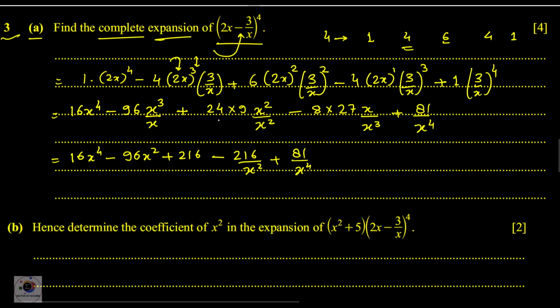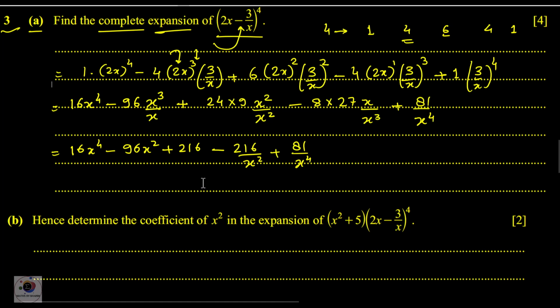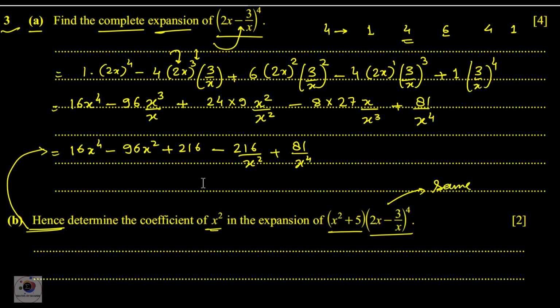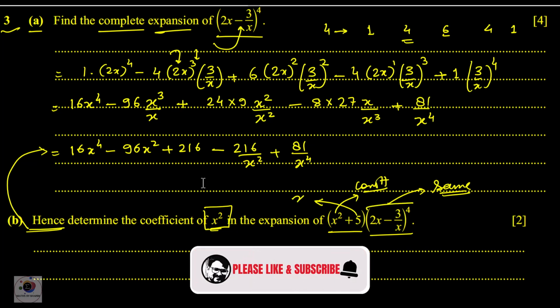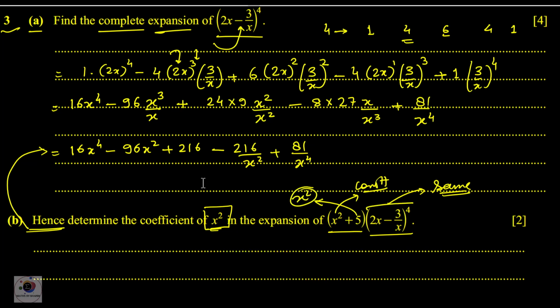So then it is a very obvious question. Most of the time they ask the same type of questions in the Pure Mathematics 1 paper. So it's like, hence, we are going to use this anyhow. Hence, determine the coefficient of x squared in the expansion of (x squared plus 5) into the same expansion we can see. So if we are finding the coefficient of x squared, we know that if we multiply x squared with the constant term, we'll get the coefficient of x squared, or we multiply 5 in the other bracket with the coefficient of x squared, then only we'll get the x squared term.